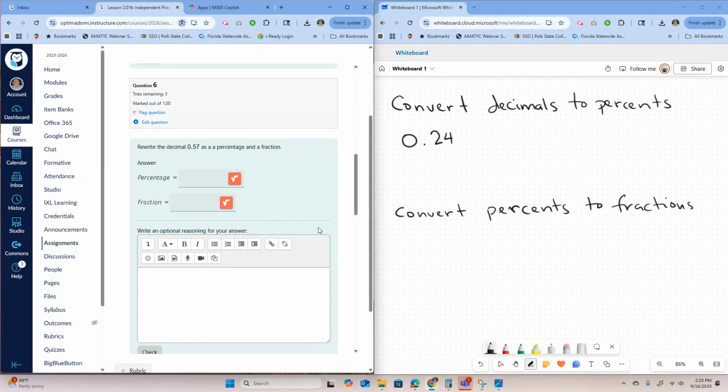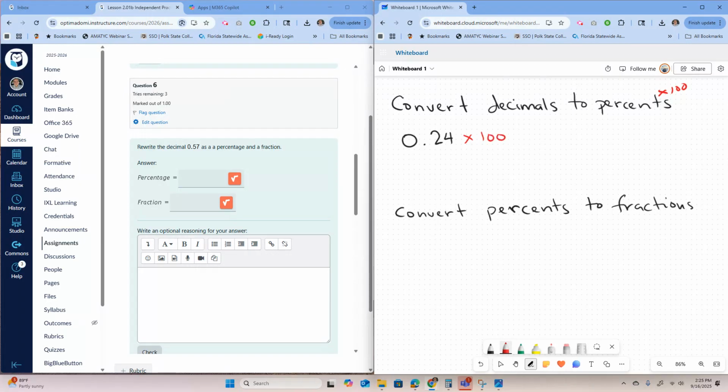You work it out the same way. All right? Let's say they give us 0.24. How do you convert a decimal to a percent? To convert a decimal to a percent, like I've been saying many times before, the word percent means times 100. Okay? So basically, I'm going to take this decimal and I'm going to multiply by 100.